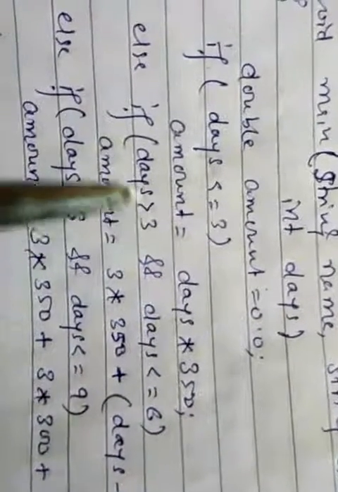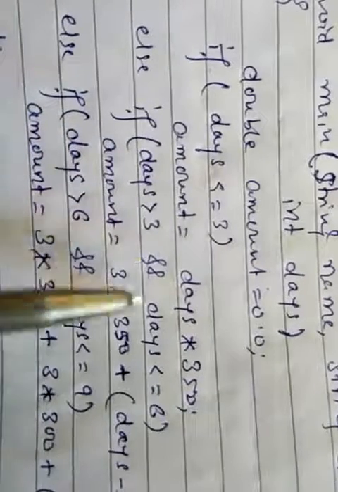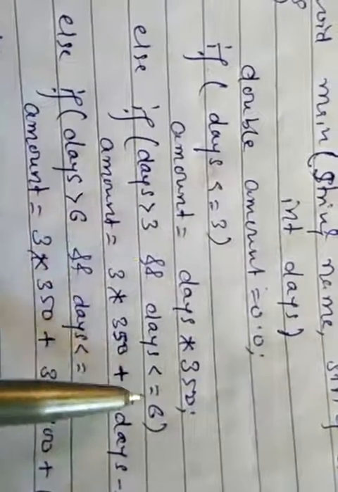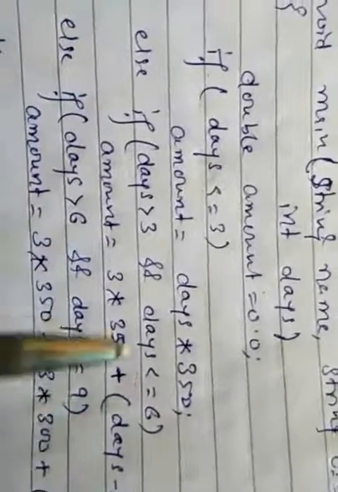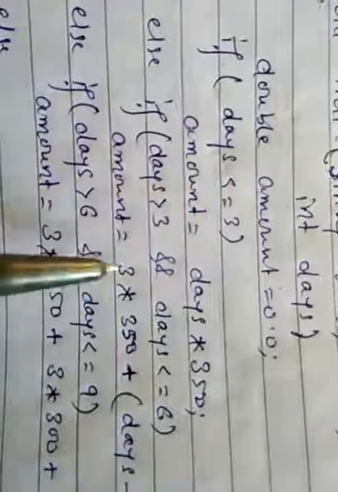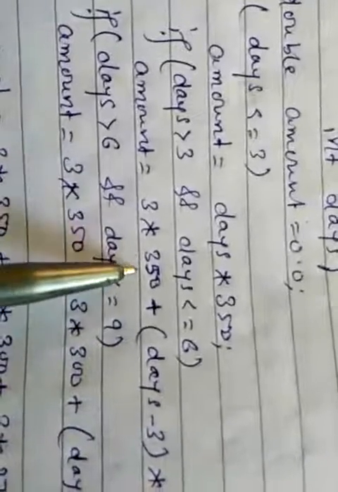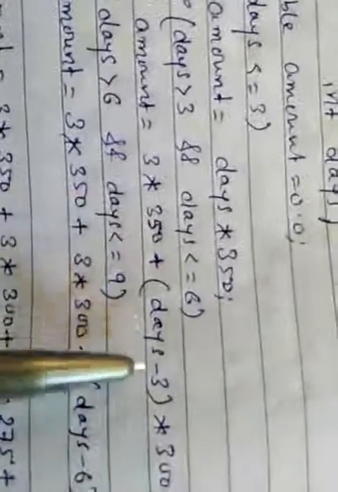And for the next 3 days, the next condition will be if the days is greater than 3 and days is less than or equal to 6, that is 3 plus 3, so this will be 6. So the amount will be, first we calculate the first range, that is 3 into 350, then days minus 3, because we have calculated the amount of 3 days, so (days minus 3) into 300.